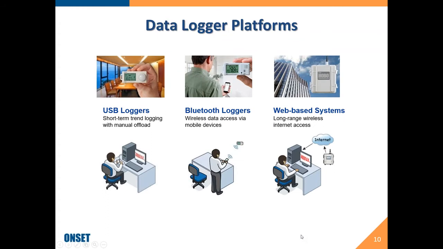Data logger platforms, basically 3 platforms. Actually, there's 4 platforms, but we'll only talk about 3 here. There's USB data loggers. There are Bluetooth data loggers. USB data loggers are traditional loggers. You connect a USB cable to them, download the data from them. When they're done, use a USB cable to set them up. We have Bluetooth loggers, which use the new Bluetooth technology and smart devices. And of course, we have the web-based systems, which use the internet to allow you to access the data via our HOBOlink application.